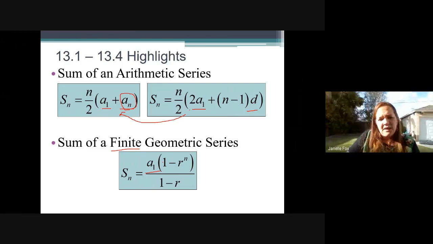So it's the first term times 1 minus your common ratio to the n. It might be wise to put your common ratio in parentheses, especially if it's a negative number. So just think about that as you're putting things in your calculator, over 1 minus that common ratio.